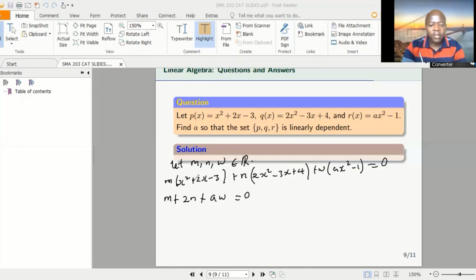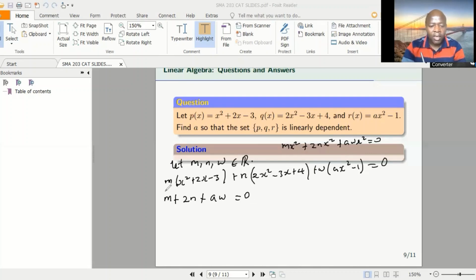Somebody may be asking where x squared went to. I factored it out. Look at what happened: this will be mx squared, and this will be 2nx squared, and this will be awx squared is equal to 0. So I just divided through by x squared. Divide here by x squared, you get m. Divide here, you get 2n. Divide here, you get aw. Divide here, you have 0.